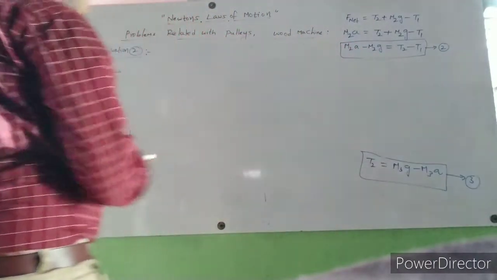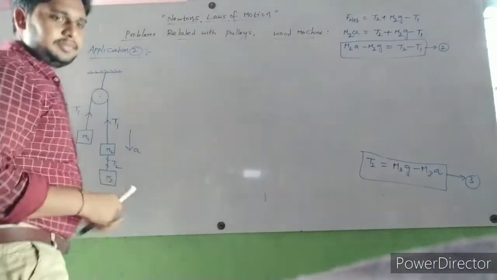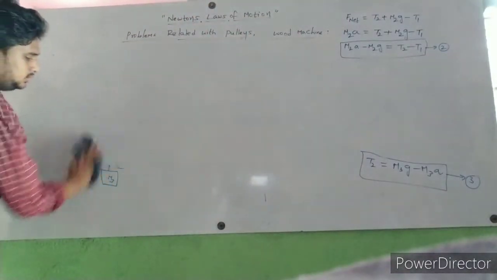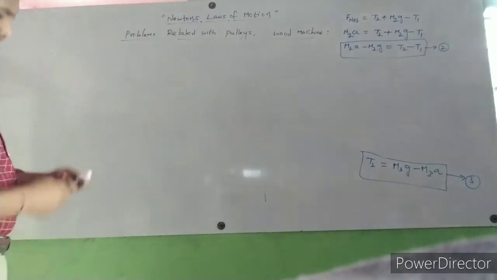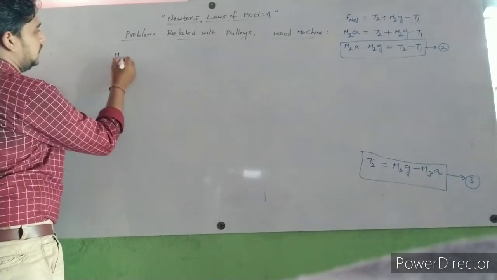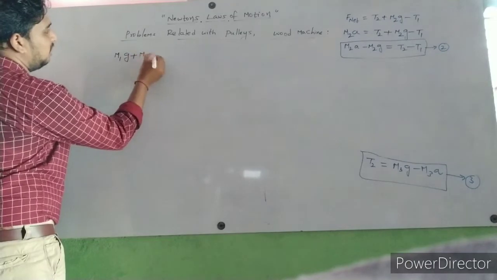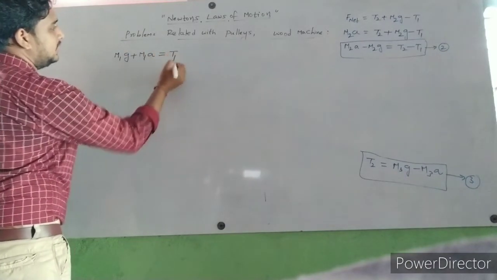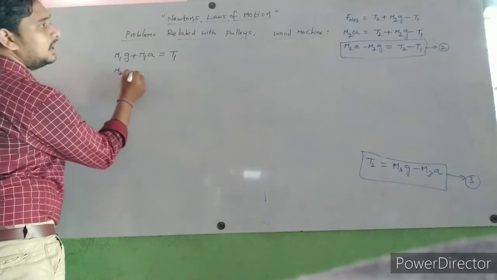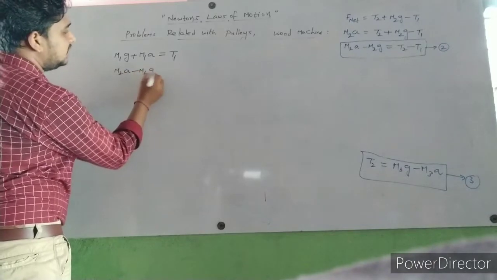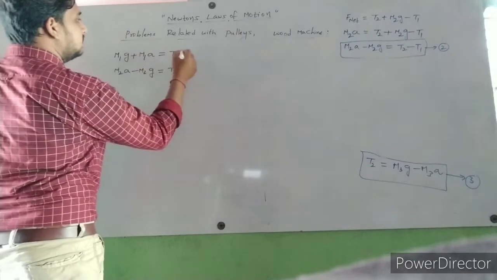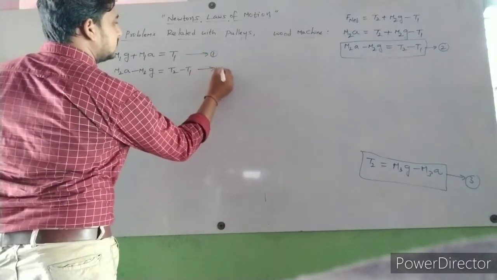So I'll write three equations. First equation is M1G plus M1A is equal to T1. This is the first equation. Second equation is M2A minus M2G is equal to T2 minus T1. This is the second equation.